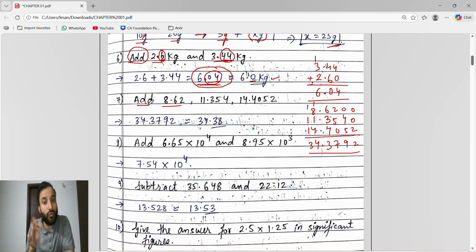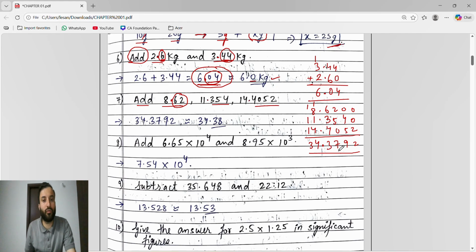So we have to round off to the fewest decimal places. Here after the decimal we have 2 digits, here 3 digits, and here 4 digits. So what is the fewest? Yes, sir, this 2 digit is the fewest after the decimal. So here also after the decimal we'll round off to just 2 digits.